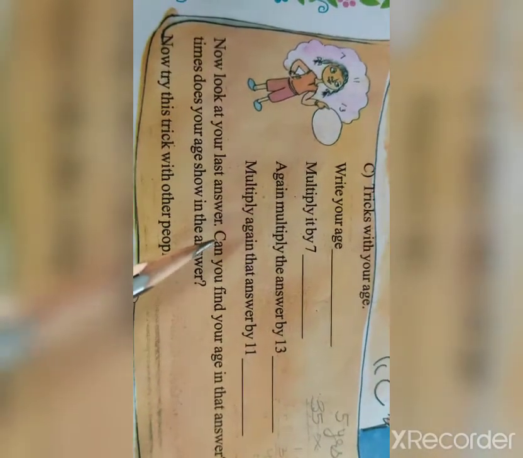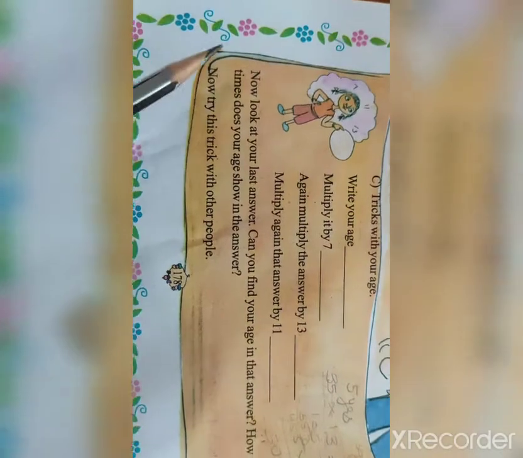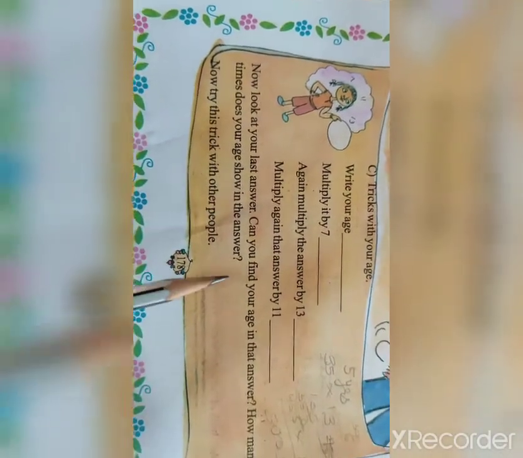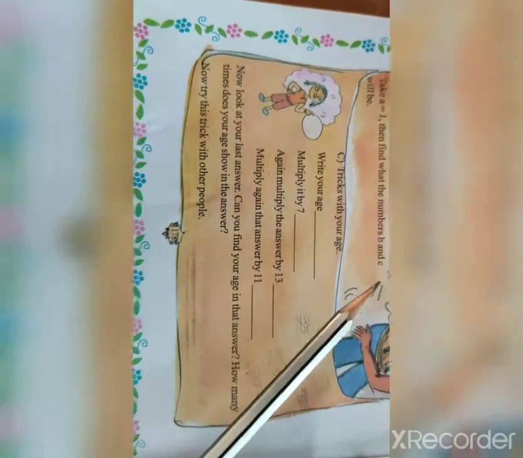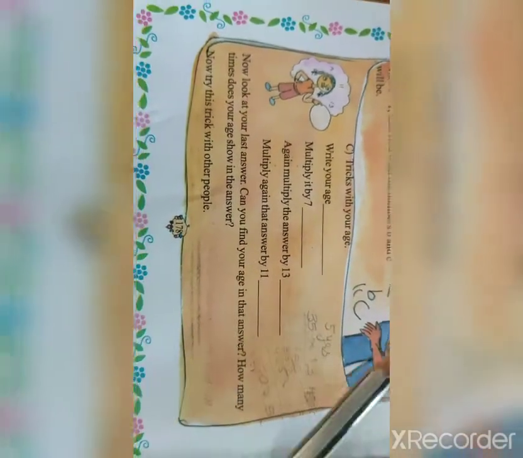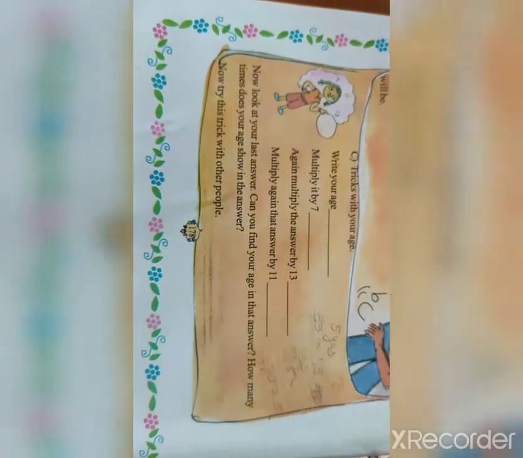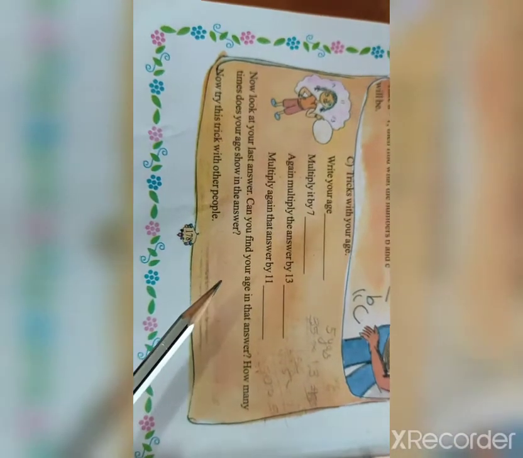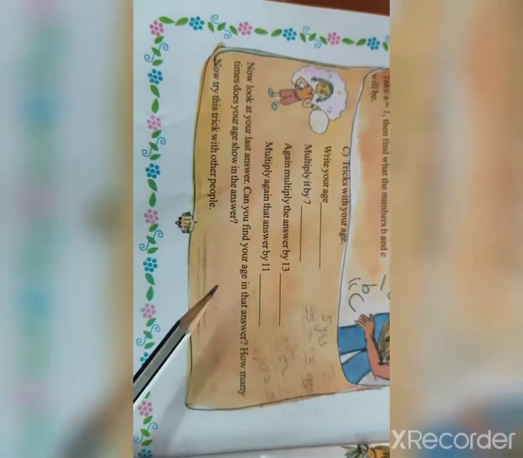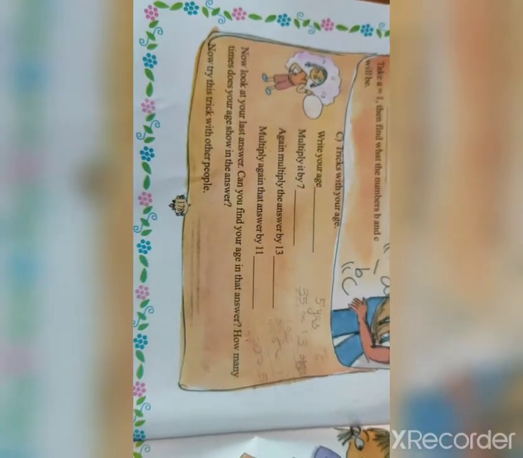Now look at your last answer. Can you find your age? How many times does your age show in the answer? Now try this trick with other people. So you will solve by taking your age, and then your father's and mother's in your family, but first you will solve by taking your own age and send it on my personal number. Then I will tell you what you have to do in your CW notebook.